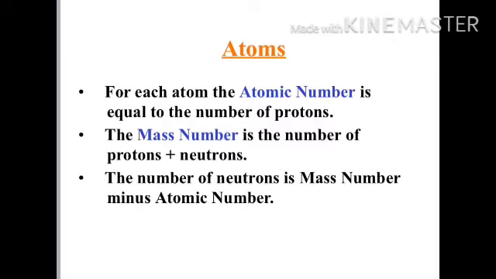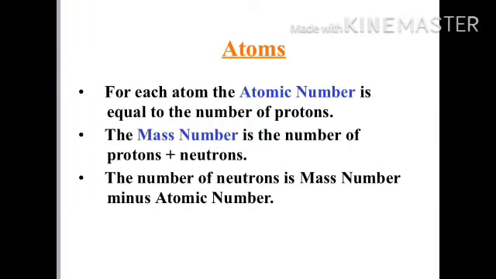Dear students, in this video I am going to teach you about valency. But before we understand what is valency, let me recap what is an atom. Atom is the tiniest particle, and for each atom the atomic number is equal to number of proton. The mass number is number of proton plus neutron. The number of neutron is mass number minus atomic number.